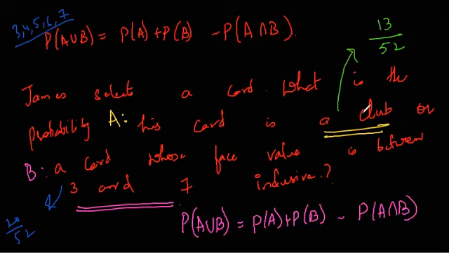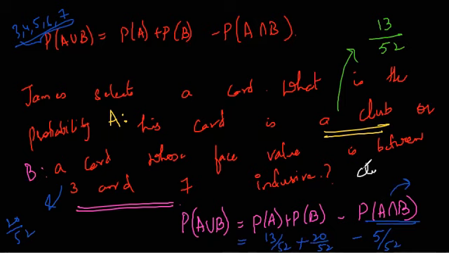And what is the number of cards which are both a club and have a face value between 3 and 7? Obviously there will be 5 cards. So the solution will be 13 by 52 plus 20 by 52 minus 5 by 52. Why am I taking 5 by 52? That is A intersection B.